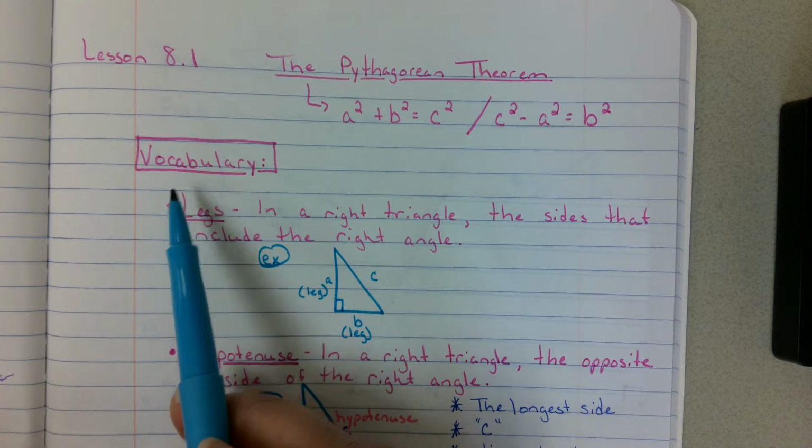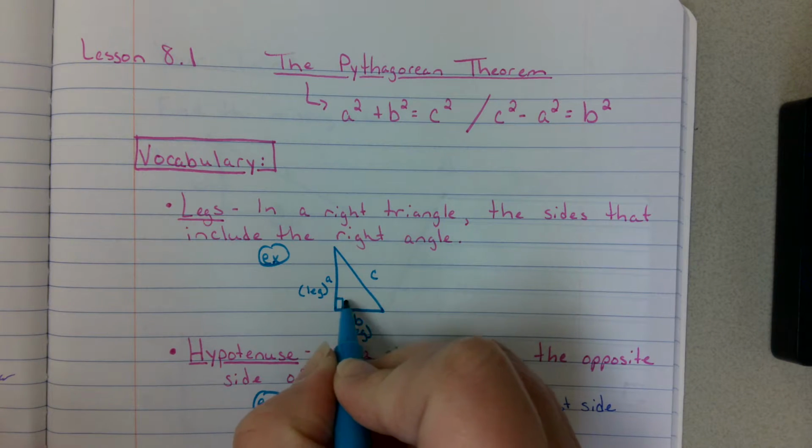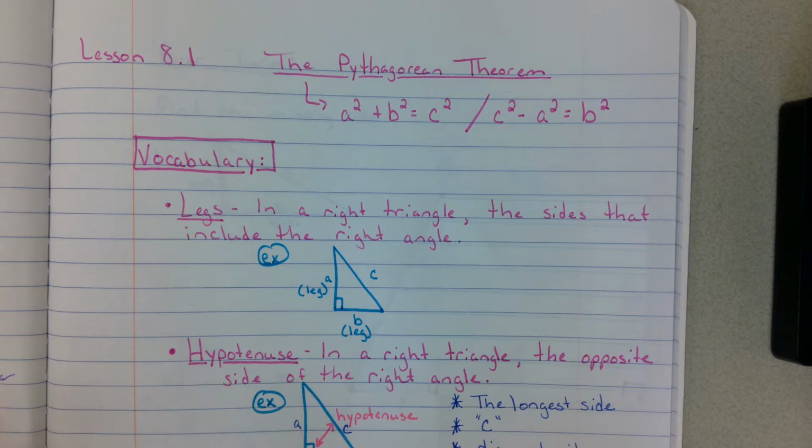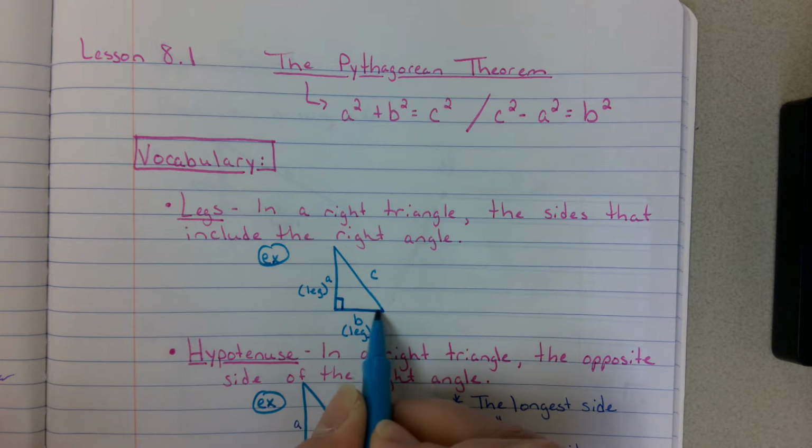Let's look at some vocabulary first. The legs, so in a right triangle, so we've got to have a 90-degree angle, are the sides that include the right angle. So right here's our right angle. A is a leg and B is a leg.